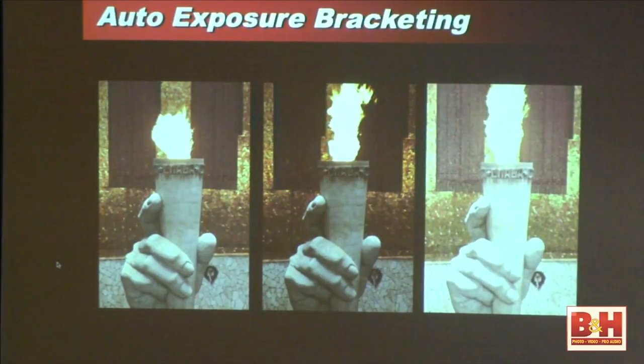The reason it starts off at normal is so that if you're doing anything that's moment sensitive, the first shot, the normal one, is the one the engineers are guessing is probably going to come out right more often than not. That's the way the camera's going to work out of the box. But you can change that.